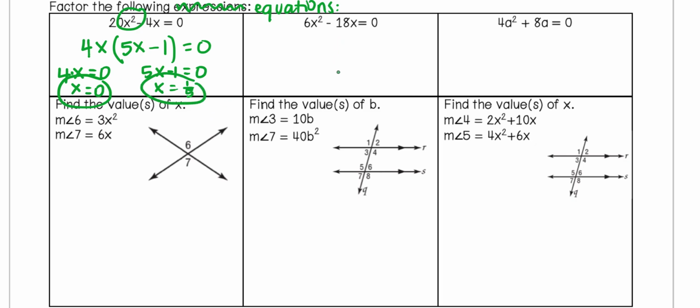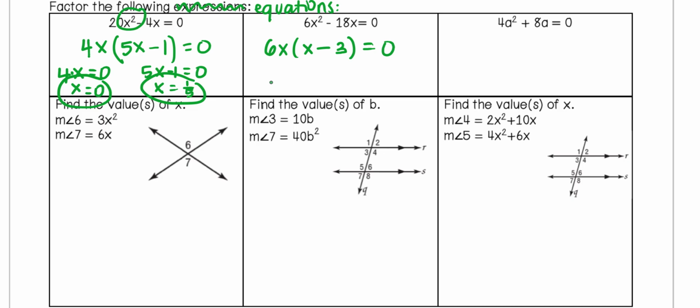Next up, we have 6x squared minus 18x equals 0. So we're going to check for our GCF first, 6x. And once we do that, we would have to multiply 6x by x. We would have to multiply by negative 3 to get negative 18x. And that's set equal to 0. If you're not sure if you did it right, check by distributing. 6x times x is 6x squared, and 6x times negative 3 gets us back to negative 18x. So you can always do that as a step before you keep going just to check your work.